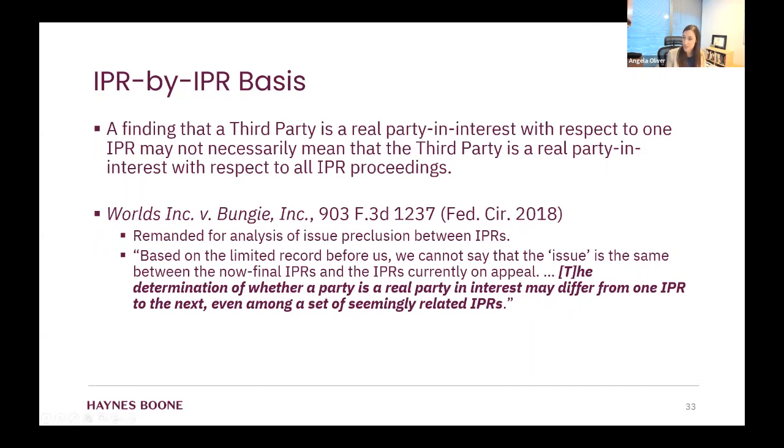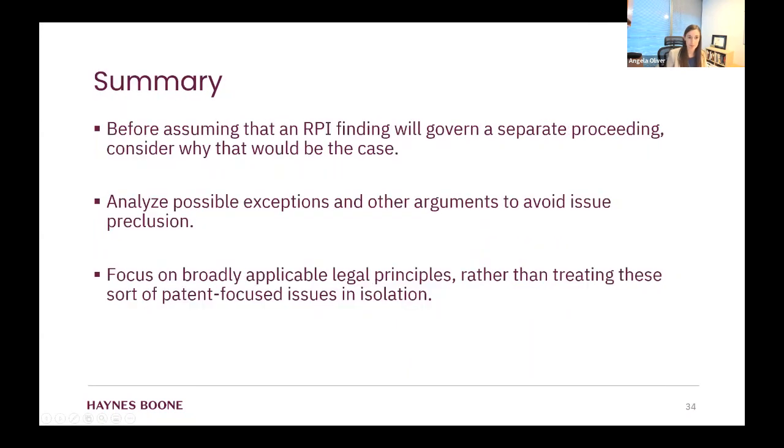So just to sum things up, the idea here is, before just assuming that an RPI finding is going to govern in a separate proceeding, consider what theory supports that being the case. If you're looking at issue preclusion, you need to look closely at whether the elements are met, whether it's fair to extend it to a non-party in that context, and whether any of these exceptions apply.